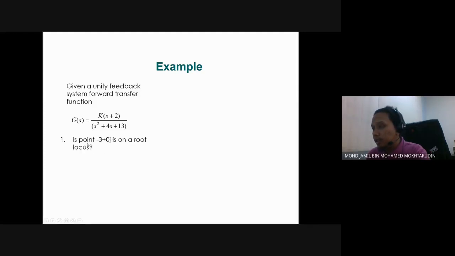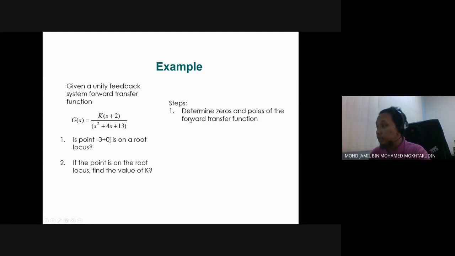So the question here is: this point -3 plus 0j is on the root locus of the transfer function. If the point is on the root locus, find the value of gain k. So how to do this? The first step is we need to determine the zeros and poles of the forward transfer function.